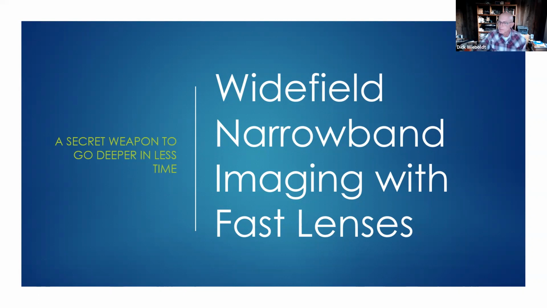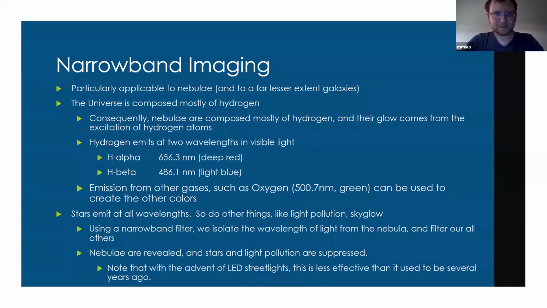All right, so I experimented around a little bit, and there is another thing that we can do to improve the performance of our lenses, and that is by using narrowband filters. So just a little bit of background on narrowband imaging. Narrowband imaging involves using filters that let through only a very narrow set of wavelengths, between 3 and 12 nanometers, depending on the filter.